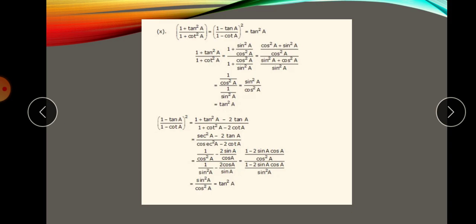So now again convert into sin and cos. Secant is 1 by cos, tan is sin by cos, cosecant is 1 by sin, cot is cos by sin. Now take LCM. Cos square A, then 1 minus 2 sin A cos A by cos square A. Same way, 1 minus 2 sin A cos A by sin square A. This 1 minus 2 sin A cos A cancels. Then taking the reciprocal, sin square by cos square A, you can take it as tan square A. So 1, 2, 3; 1, 2, 3; and 2, 2, 3. We are able to prove it like this.